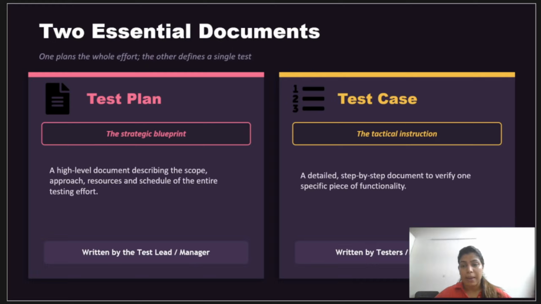It's a detailed step-by-step document for testing a specific thing. A single project might have hundreds or thousands of test cases. They're all written by the testers. So the test plan sets the strategy, and the test cases are the individual executions that carry out that strategy. Plan is the game plan and test cases are the individual plays.